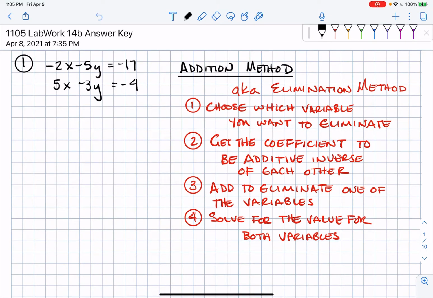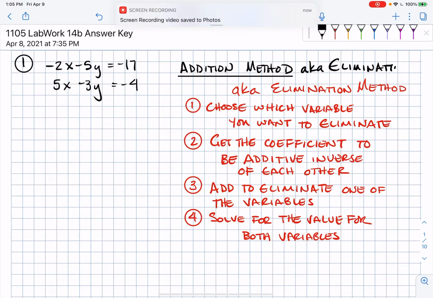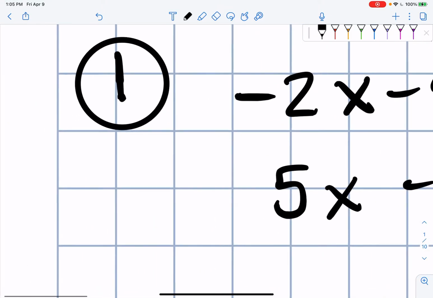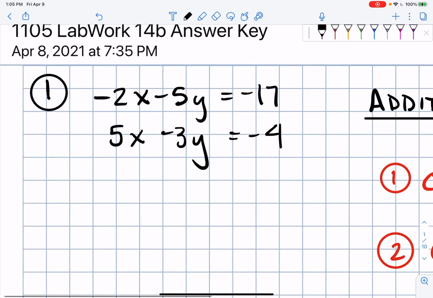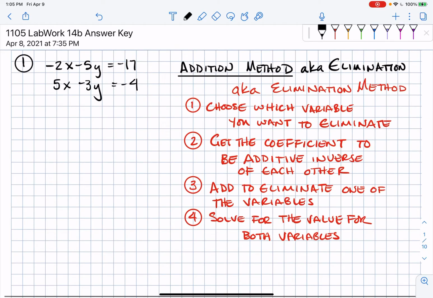All right. So let's talk about LabWork 14B answer key. First thing we're dealing with is the addition method, which is also known as the elimination method. Okay. So it says to choose which variable you want to eliminate. So I get to look at the x. I can either eliminate the x or I can eliminate the y. Question is which one. It doesn't really matter which one you choose. We should still come back to the same exact answer.